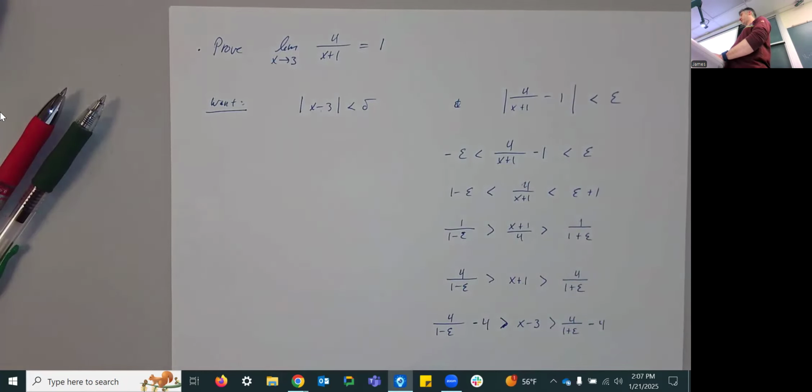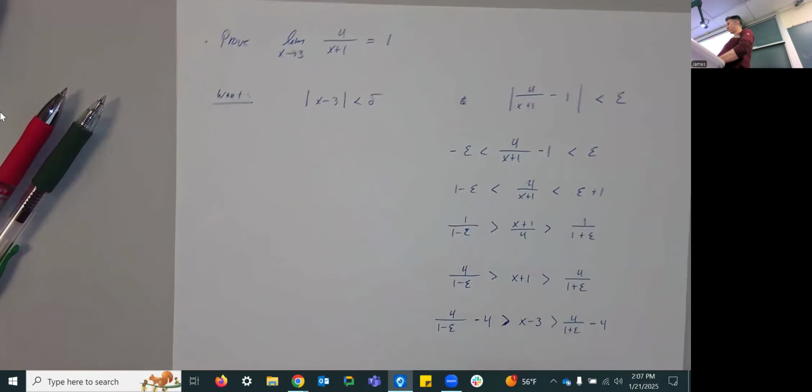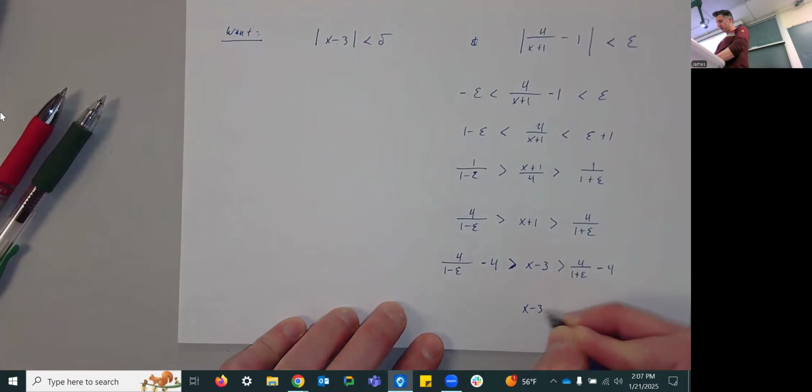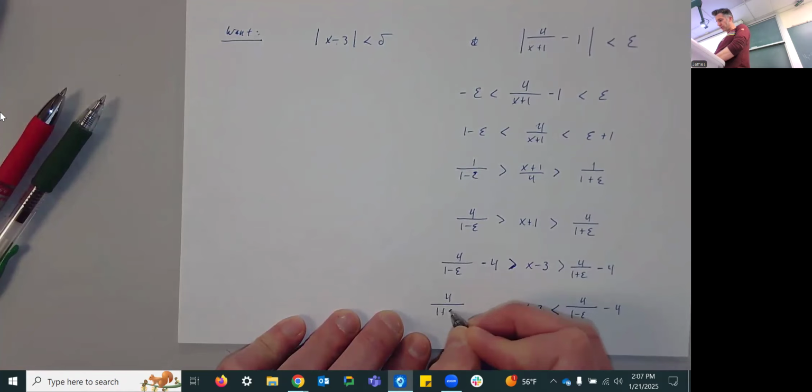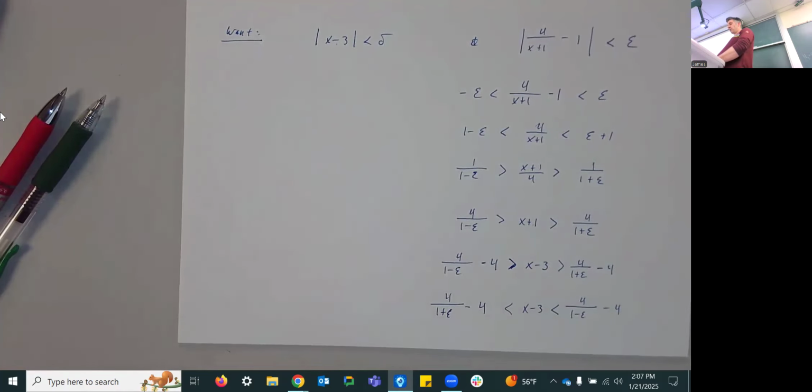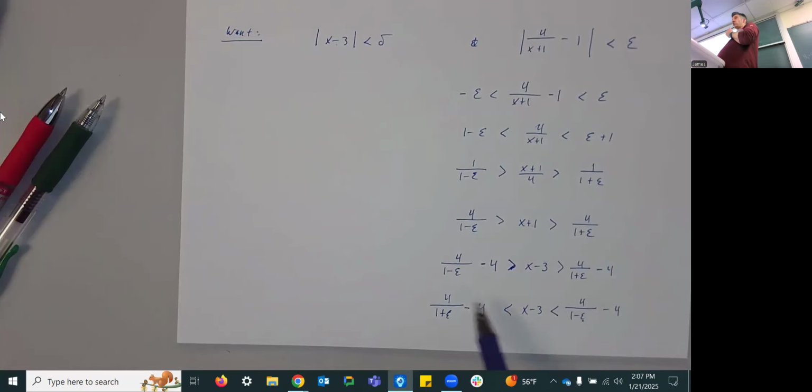Okay, something I want you to observe here. I'm actually going to rewrite this so that it looks like the normal way of writing it. I'm going to write it as x minus 3 is less than that part, 4 over 1 minus epsilon minus 4, and bigger than that part, 4 over 1 plus epsilon minus 4. So this part over here, 1 minus epsilon is a little bit smaller than 1. 4 divided by that is a little bit bigger than 4. And that minus 4 is a little bit positive. On the other side, this should end up being a little bit negative. And it is, because 1 plus epsilon is a little bigger than 1. 4 divided by a number bigger than 1 is a little less than 4. A number less than 4 minus 4 is a little bit negative.